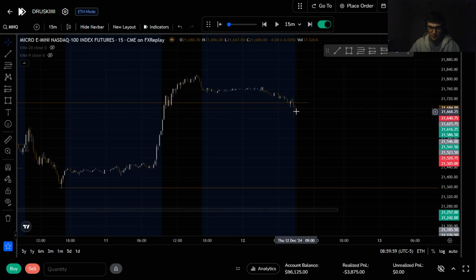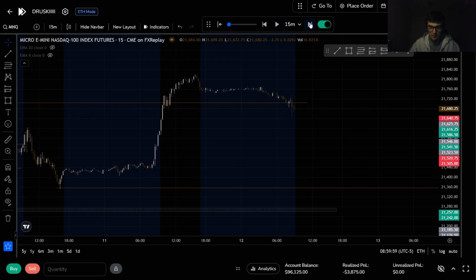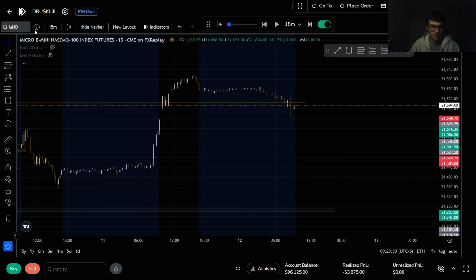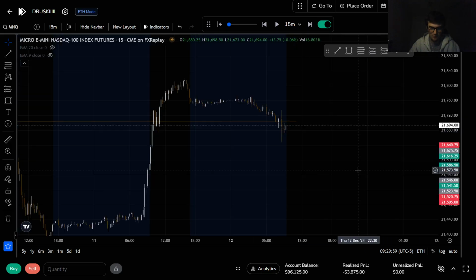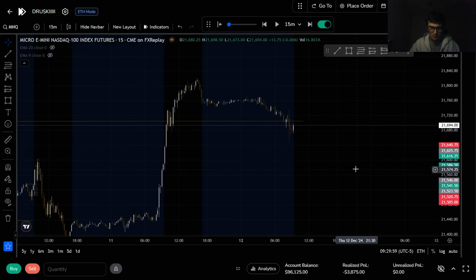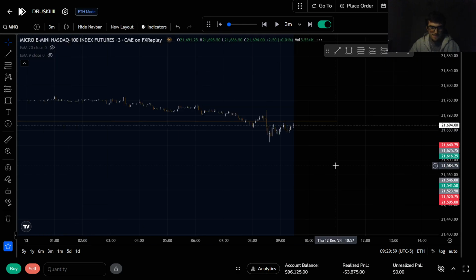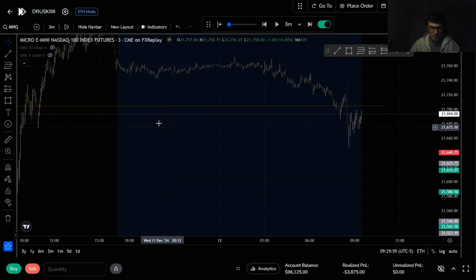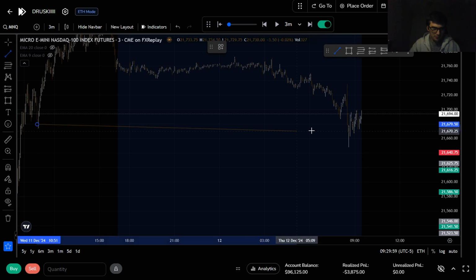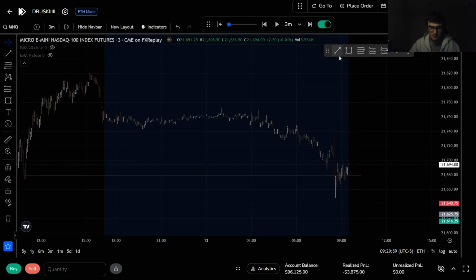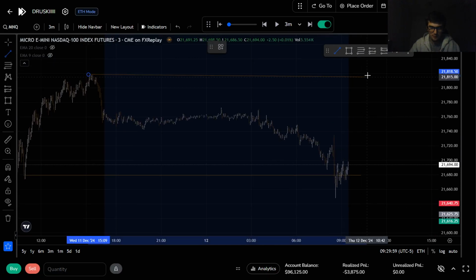So it is 8:45. Let's see what the 9:30 candle does on the 3-minute. Alright, so let's see how we react off of this range. Buy side's going to be up there.